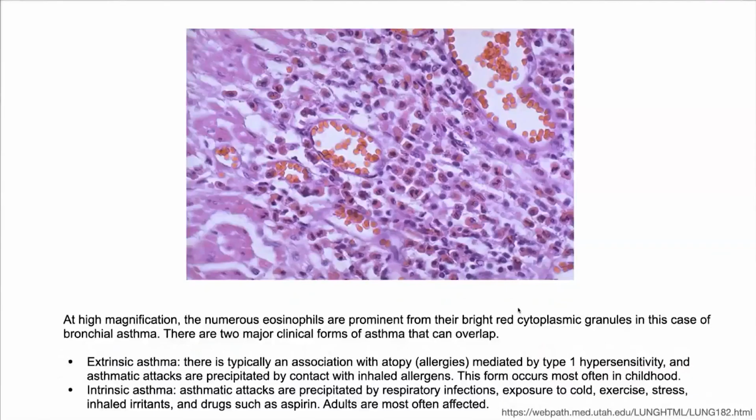At higher power, these are the cells with pinkish, eosinophilic cytoplasm. Here these are the eosinophils. If you remember your hypersensitivity type 1 reaction, this is the main cell that will appear in the acute process.